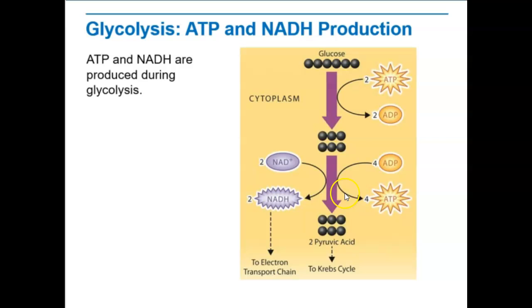So as a byproduct of this process, we have 2 net ATP, right? So we're using 2 and we're gaining 4. So our net is 2. We have 2 NADH and we have 2 pyruvic acid.